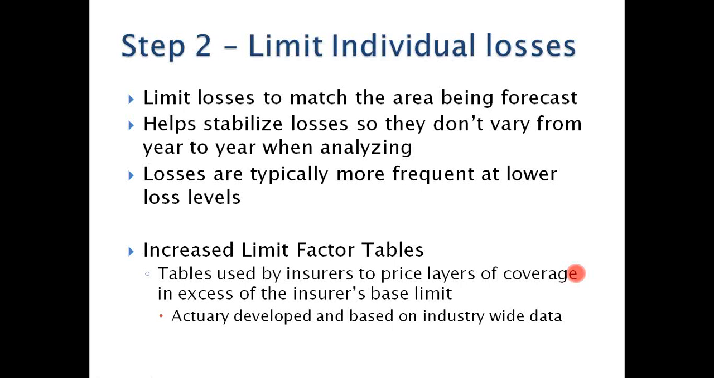And then one of the other things we have to understand is increased limit factor tables. Now, you're not going to have to calculate these. These will be provided, but these are tables used by insurers to price layers of coverage in excess of insurance-based limit. So basically what that means is they can say, okay, based upon past experience, we see these type of claims. If you're going to buy coverage and we're going to insure up to $50,000, it's going to cost this much, but if you want from $50,000 to $100,000, it's going to cost a little bit more.